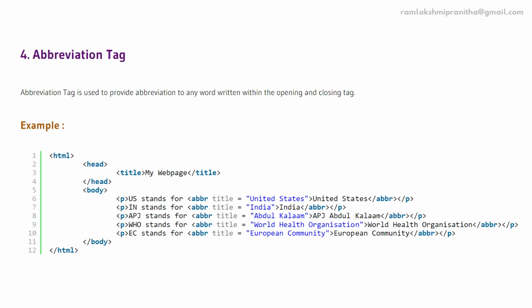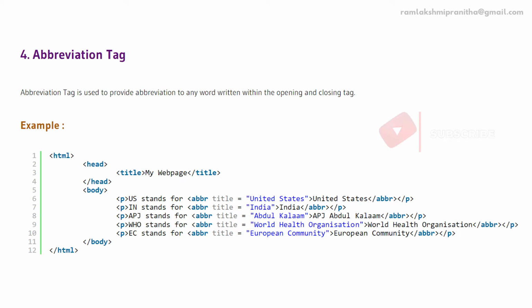Abbreviation tag. The abbreviation tag is used to provide an abbreviation to any word written within the opening and closing tag. Example. In this example we have a sample HTML code with opening head and body tags. The title tag is also declared, which defines the title of the web page. Inside the body tag 5 paragraph tags are declared. The paragraph tag contains the paragraph content for the web page. And here we have declared some part of the paragraph content with an abbreviation tag.